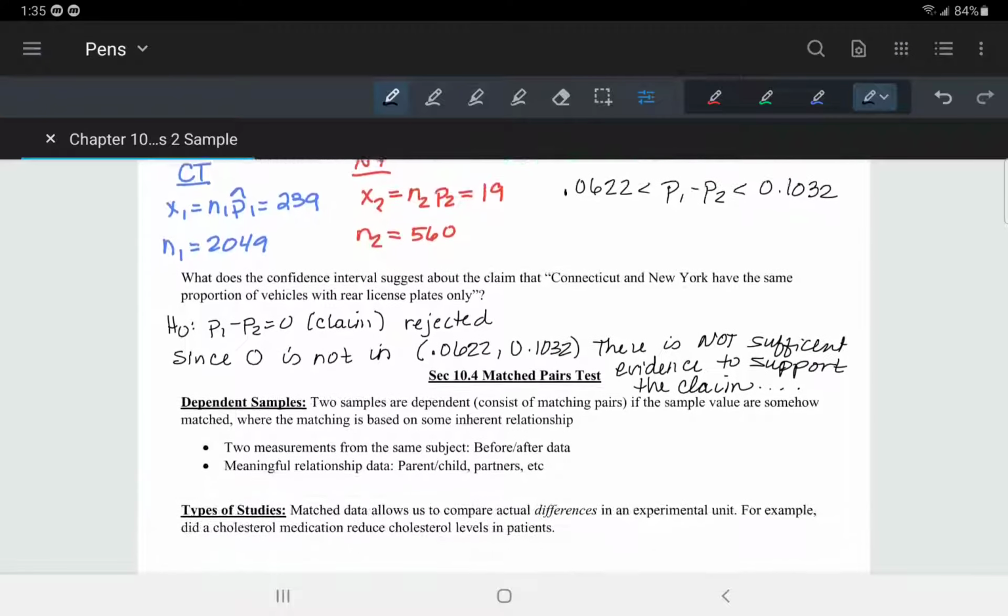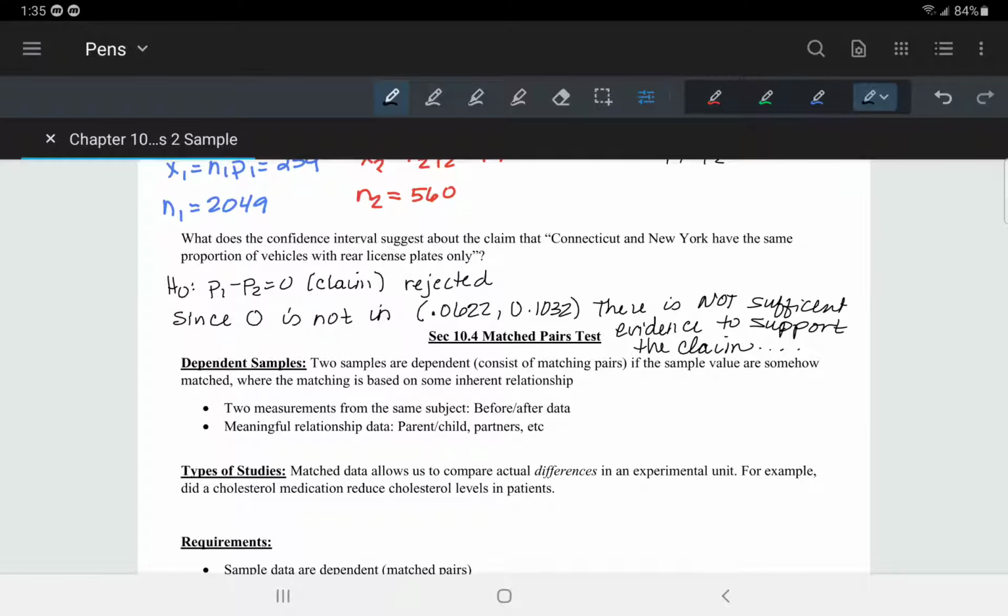So what does that confidence interval suggest about the claim that Connecticut and New York have the same proportion of vehicles with rear license plates only? Well, the claim was P1 minus P2 is equal to 0. We rejected this, and we can see that 0 is not in that interval, and therefore there is not sufficient evidence to support the claim that Connecticut and New York have the same proportion of vehicles with rear license plates only.